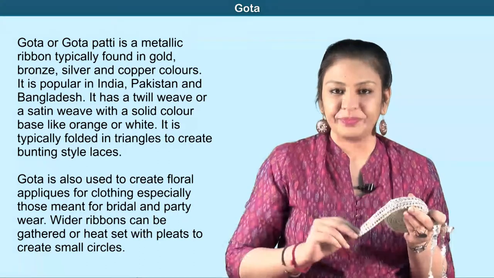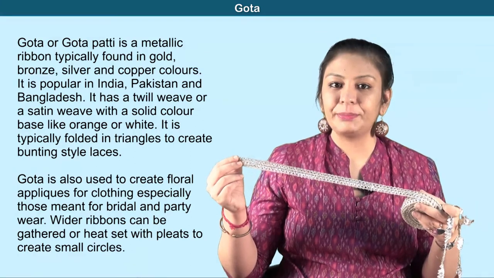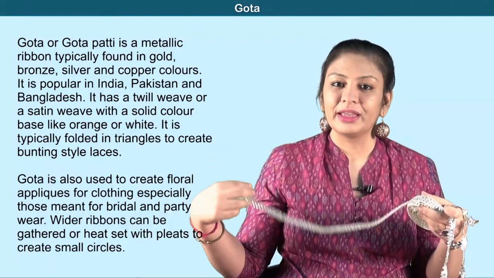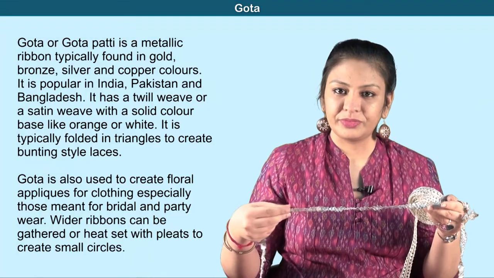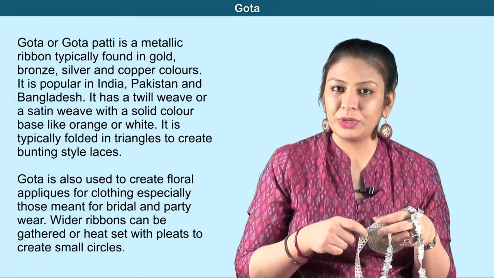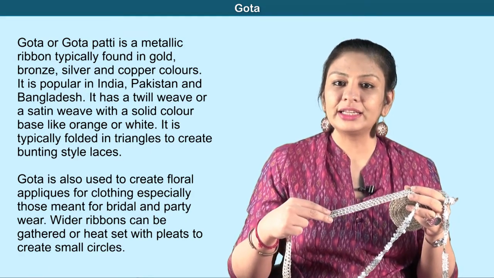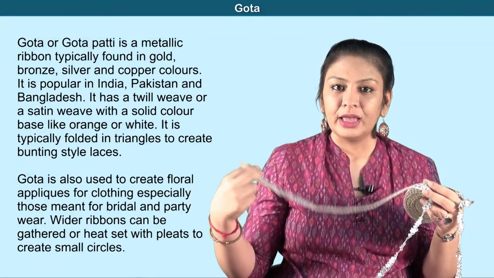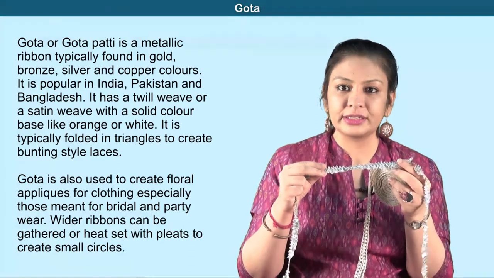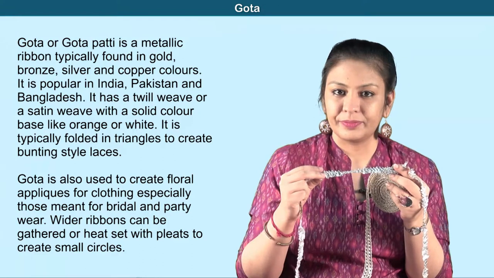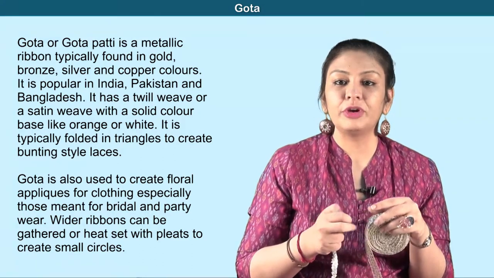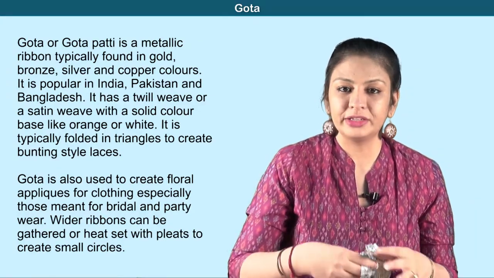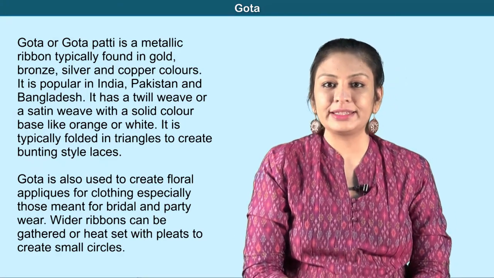Gota or gota patti. Gota is a metallic ribbon typically found in gold, bronze, silver and copper colors. It is popular in India, Pakistan and Bangladesh. It has a twill weave or a satin weave if it is plain, with a solid color base like orange or white. This particular one is made up of a white base. It is typically folded in triangles such as this to create bunting style laces. Gota is also used to create floral appliques for clothing, especially those meant for bridal and party wear. Wider ribbons can be gathered or heat set with pleats to create small circles.